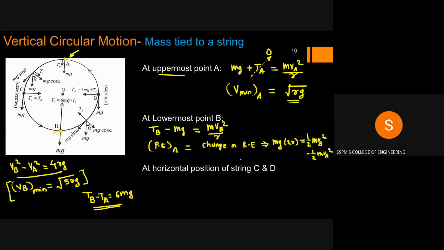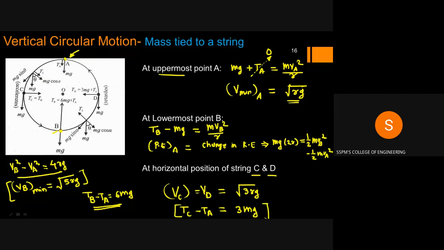And at the horizontal point, we have two horizontal points, C and D. So here we have the minimum velocity, which is Vc or Vd. This is equal to square root 3 Rg. And the tension difference from C and A is equal to 3 mg. Okay. So this is all about the vertical circular motion. So you should remember this equation.